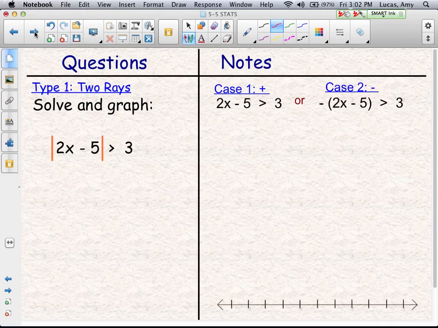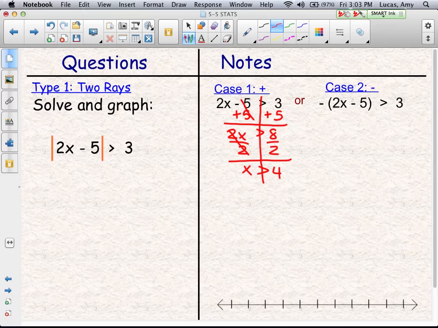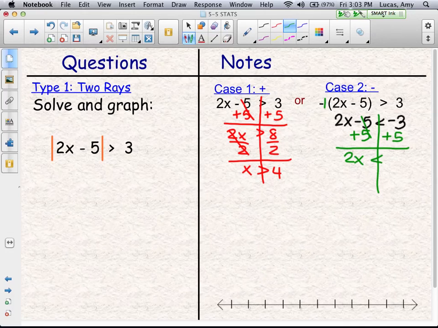Next example. This one is 2 rays again. The equations are just 2 steps. So x is greater than 4 for the first one. For the second one, remember I'm going to flip and change it. Flip and change. That's just dividing both sides by this -1 that's in front. Now my action steps are exactly the same on both of my inequalities. So x is less than 1.